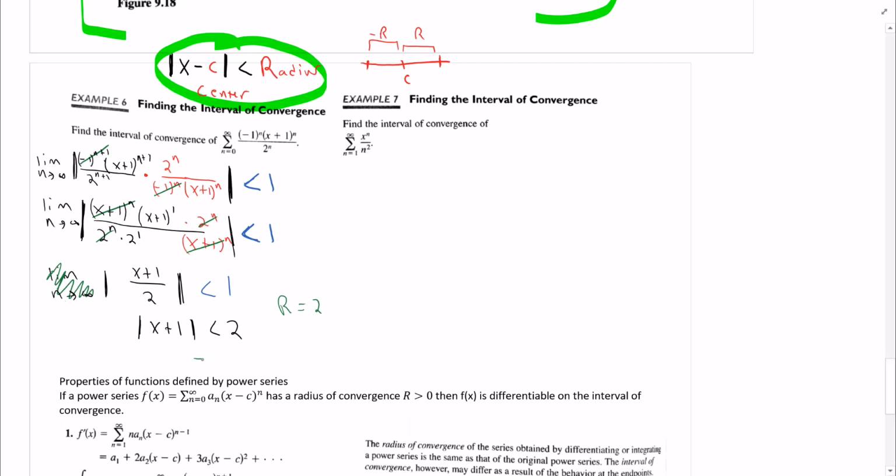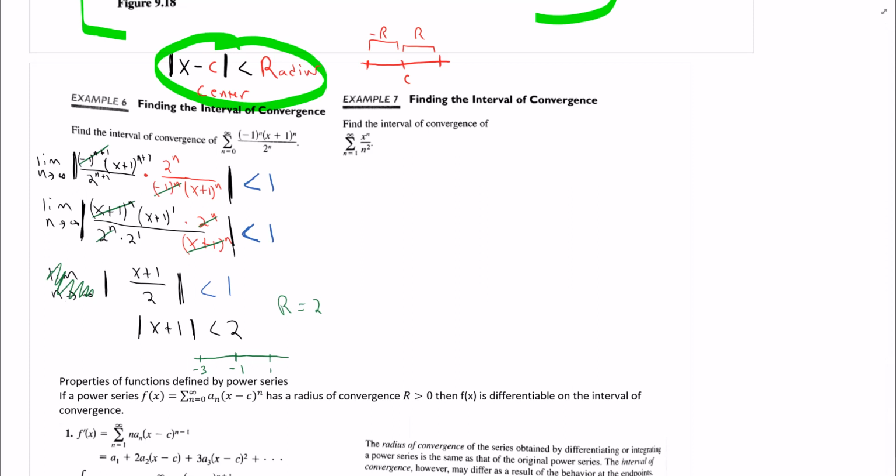Well, that's going to tell us kind of where it is, right? Sorry, the center is not actually 1. The center is -1, because up here it's x minus c. So our radius would take us 2 units to the right, which puts us at 1, and 2 units to the left, which would put us at -3. And so we're somewhere in there.